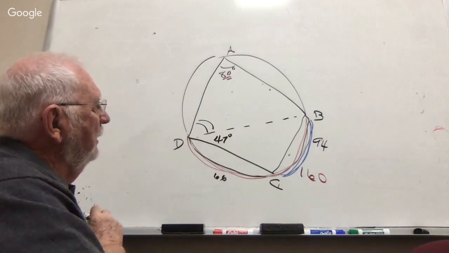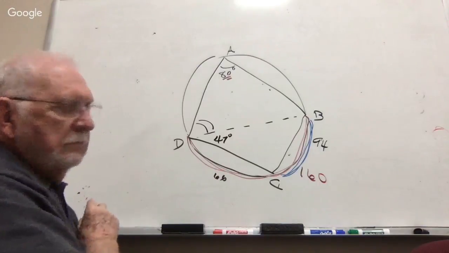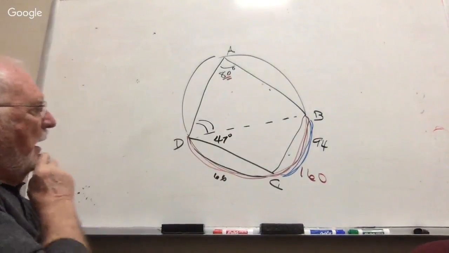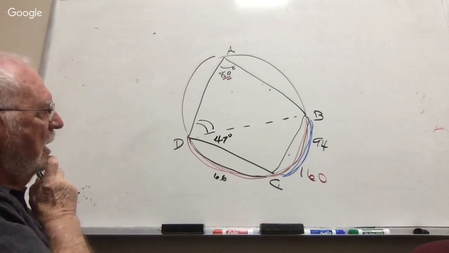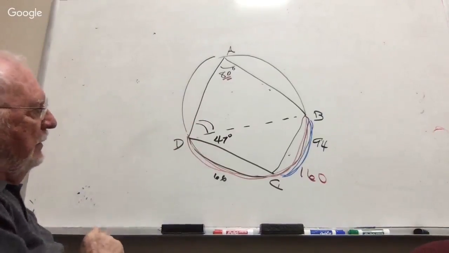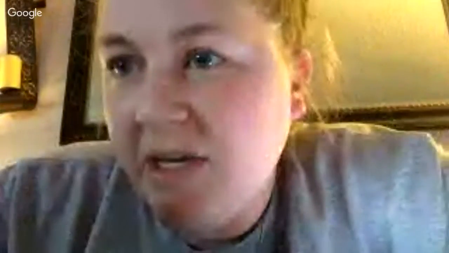Yes, that's correct. Now, how can we use that information to find anything about that angle? Okay, well then DBC is going to be half of 66, so 33. And then that triangle makes 180. So 180 minus 47 minus 33 is 100. So DCB is going to be 100.